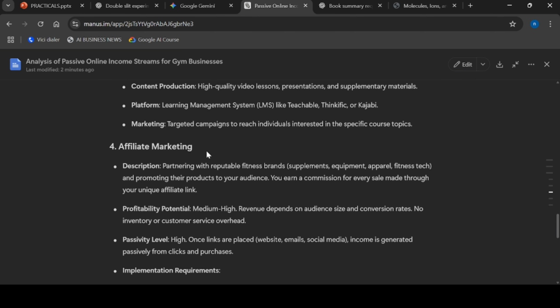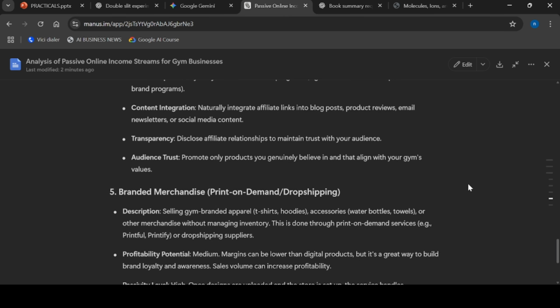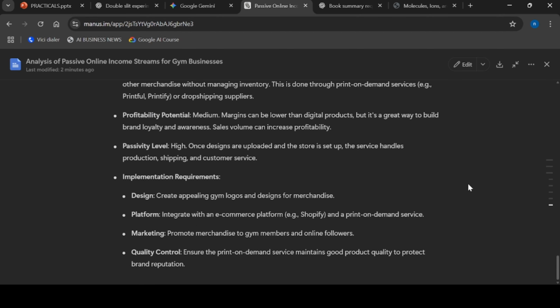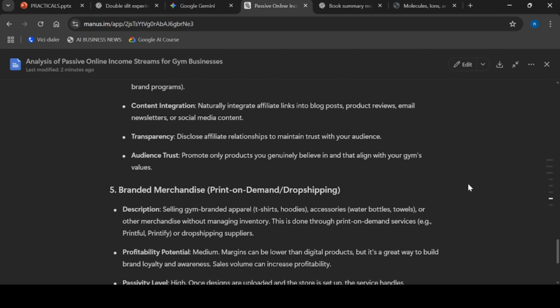Now, affiliate marketing. Description: partnering with reputable fitness brands, supplements, equipment, apparel, fitness tech, and promoting their products to your audience. You earn a commission for every sale made through your unique affiliate link. You see? Now, branded merchandise, print on demand, which is, for example, t-shirts. You can just come up with creative quotes, like workouts daily, print it on a t-shirt and start selling it online. So this is what print on demand is about. Now, these are the five ideas that Manus AI gave to us.